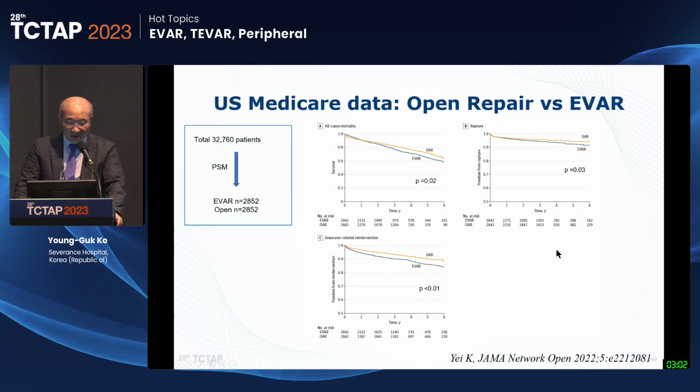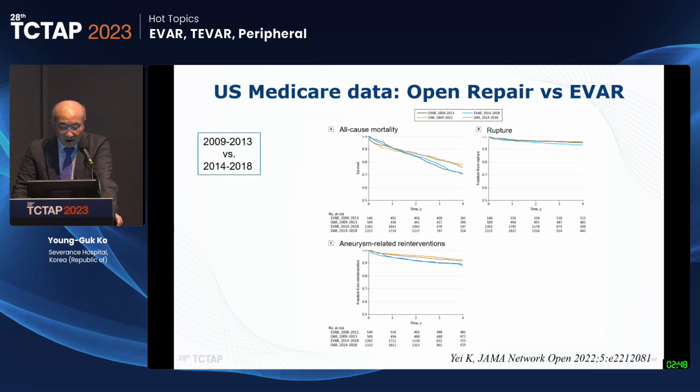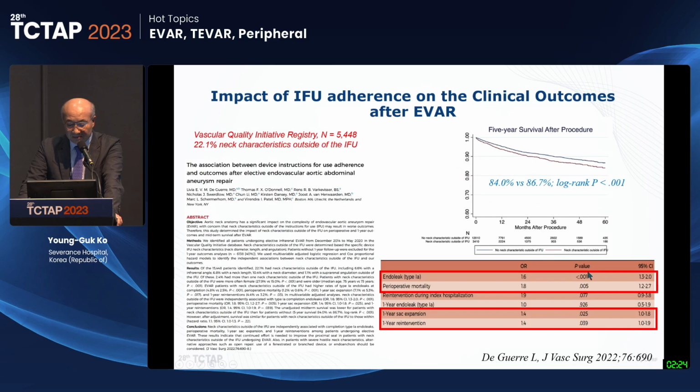This is U.S. Medicare data, and this shows again the open repair performed better in terms of all-cause mortality and rupture and aneurysm-related reintervention. And this study looked at the temporal trend of the outcomes of the open repair and EVAR. We assumed that the recent device may perform better than the old one. However, in this analysis, this could not be confirmed. So both early phase and the recent phase outcomes of the open repair or EVAR showed similar outcomes.